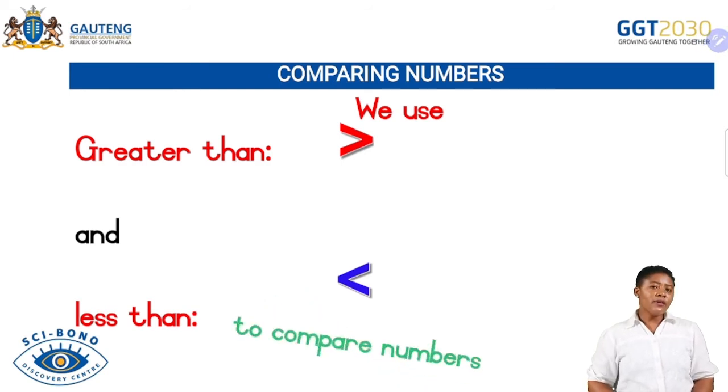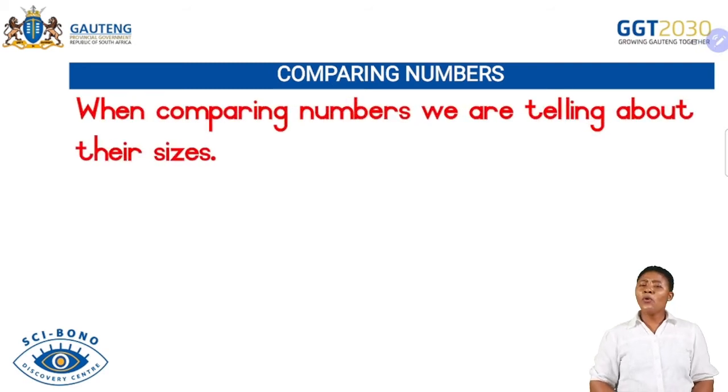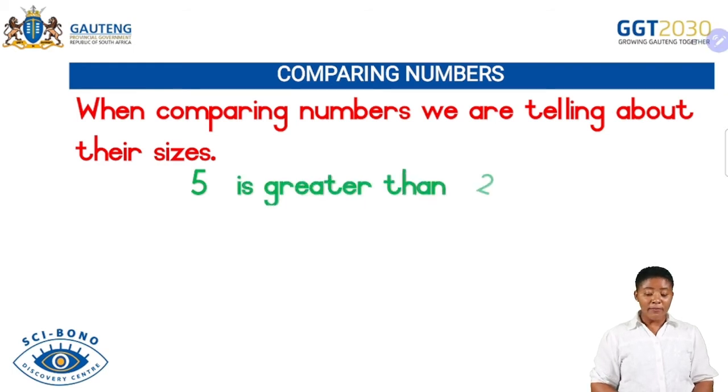We're still on comparing numbers. When comparing numbers, we are telling about their sizes. Let's look at the first numbers. We have number 5 and number 2. Number 5 is greater than number 2, which means 5 is bigger than number 2.